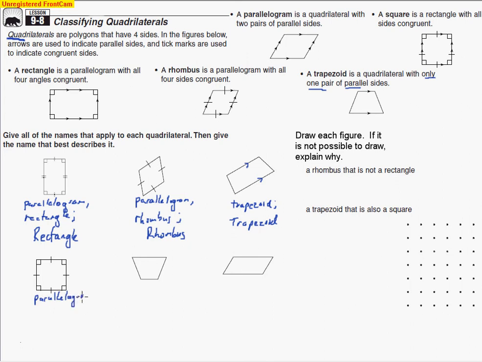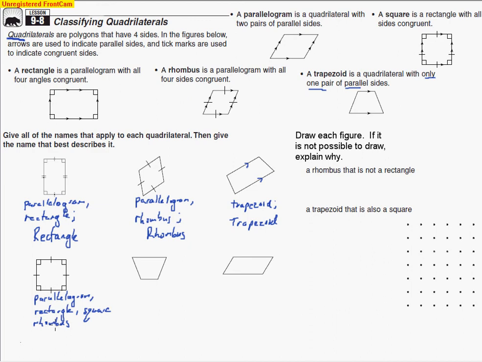We can also call this a rectangle. And since it's a rectangle and all four sides are the same, we can also call it a square, and we can call it a rhombus. So it's got lots of names. It's a rhombus because we have a parallelogram with all sides the same. But which best describes it?